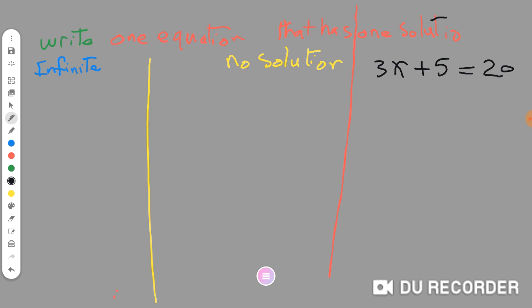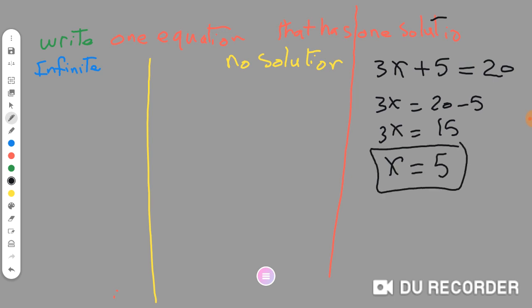So let's solve it and see if we are right or not. 3x, we send 5 by negative, so 20 minus 5, so 3x equals 15. Send 3 by divided, so x equals 15 divided by 3, which is 5. Yes, one solution. That's right. I already did it from my mind, just put x in one side. What about no solution and the infinite number of solutions?